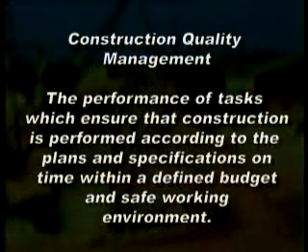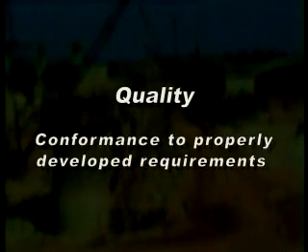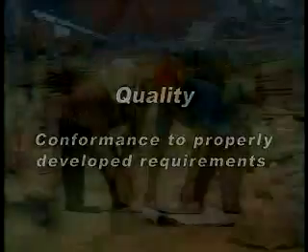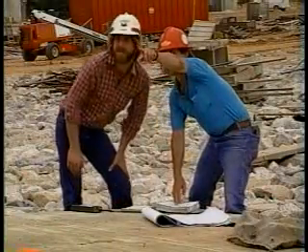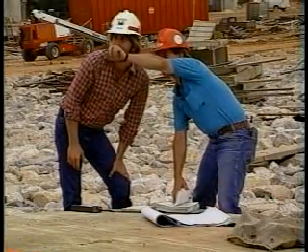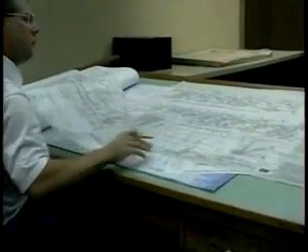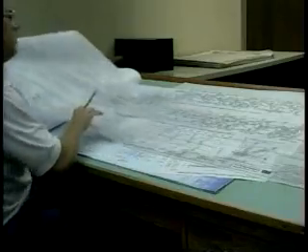Construction quality management is defined as the performance of tasks which ensure that construction is performed according to the plans and specifications, on time, within a defined budget, and in a safe working environment. Throughout this course, the term quality is defined as conformance to properly developed requirements. For a construction project, the quality standards are defined by the plans and the specifications. The designer establishes these quality requirements during the design phase of the project.